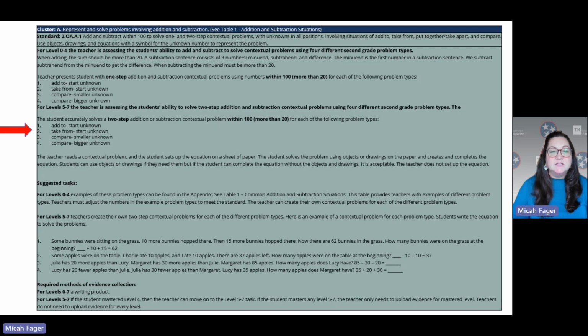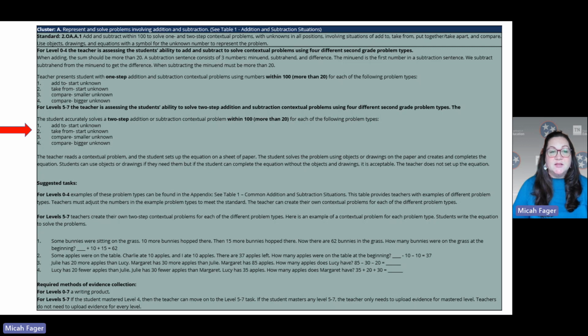1, add to, start unknown. 2, take from, start unknown. 3, compare, smaller unknown. And 4, compare, bigger unknown. Remember, this must be a two-step addition or subtraction contextual problem.